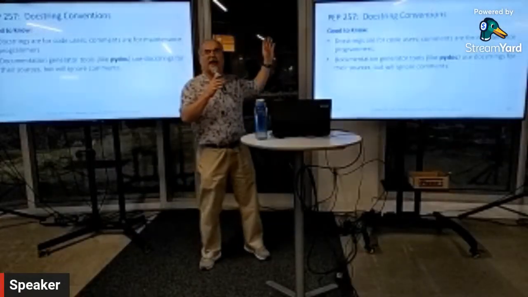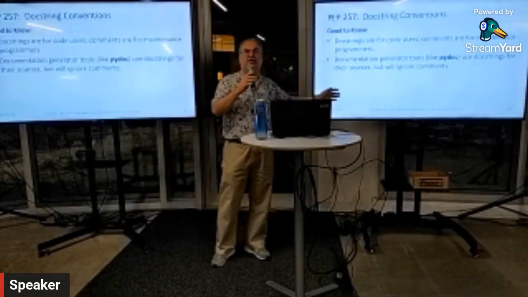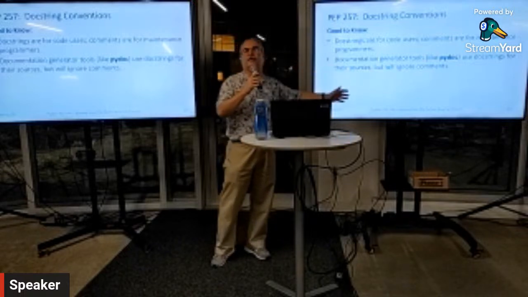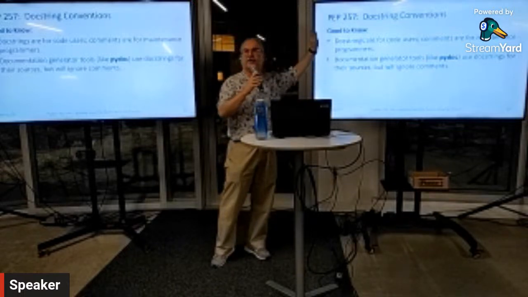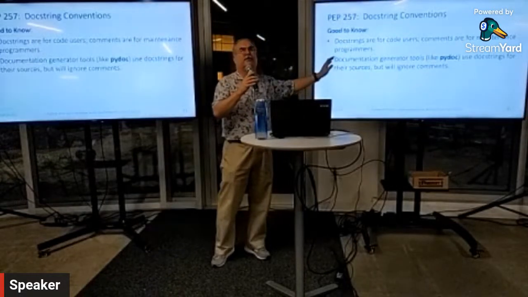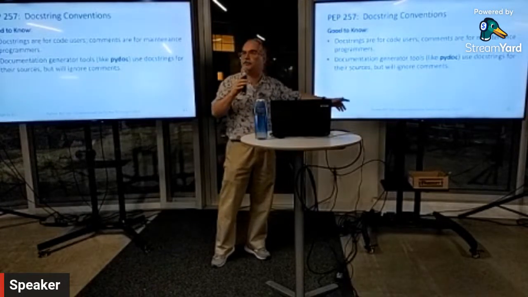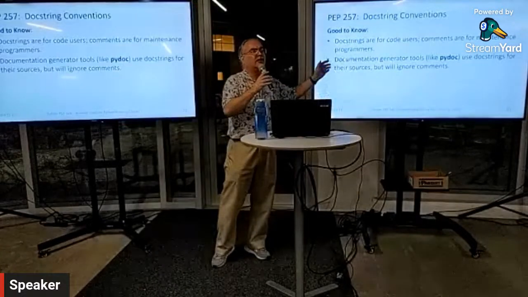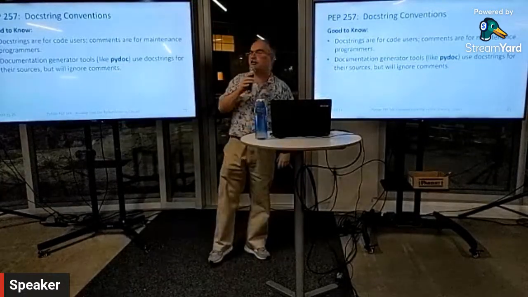Suppose you have a module with one exported function and five supporting functions. You wouldn't need to write docstrings for the supporting functions. You just need the docstring for the exported function that the code user is going to use. You can use comments on those five supporting functions so that the maintenance programmer who comes afterwards to add to or modify your code can understand them.